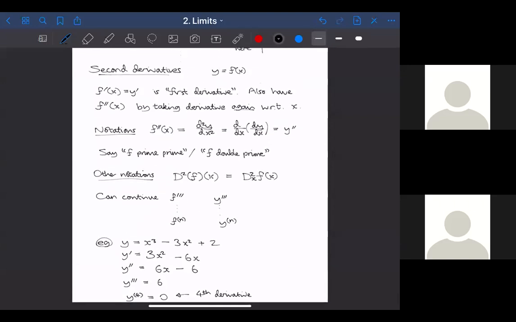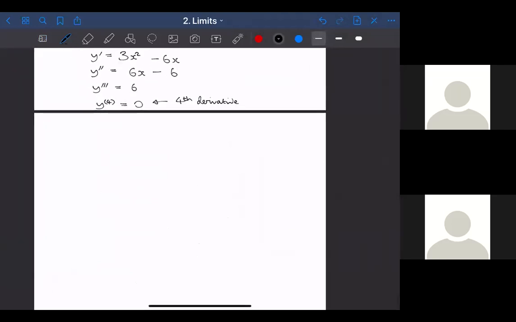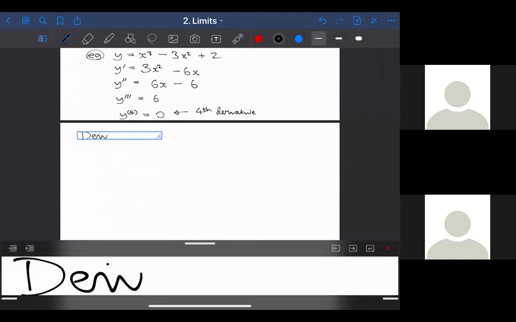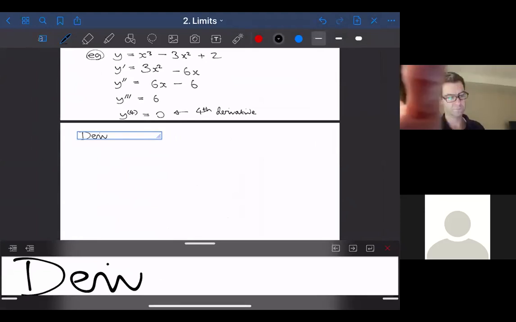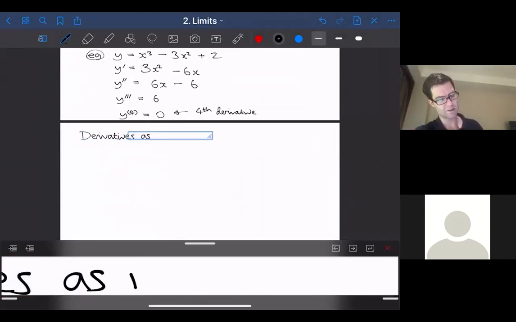Okay, so now we know how to calculate lots of derivatives, and we have notation for doing that, and that will be used through the rest of the course. So a section on the interpretation of derivatives, what they can be used for: derivatives as rates of change.